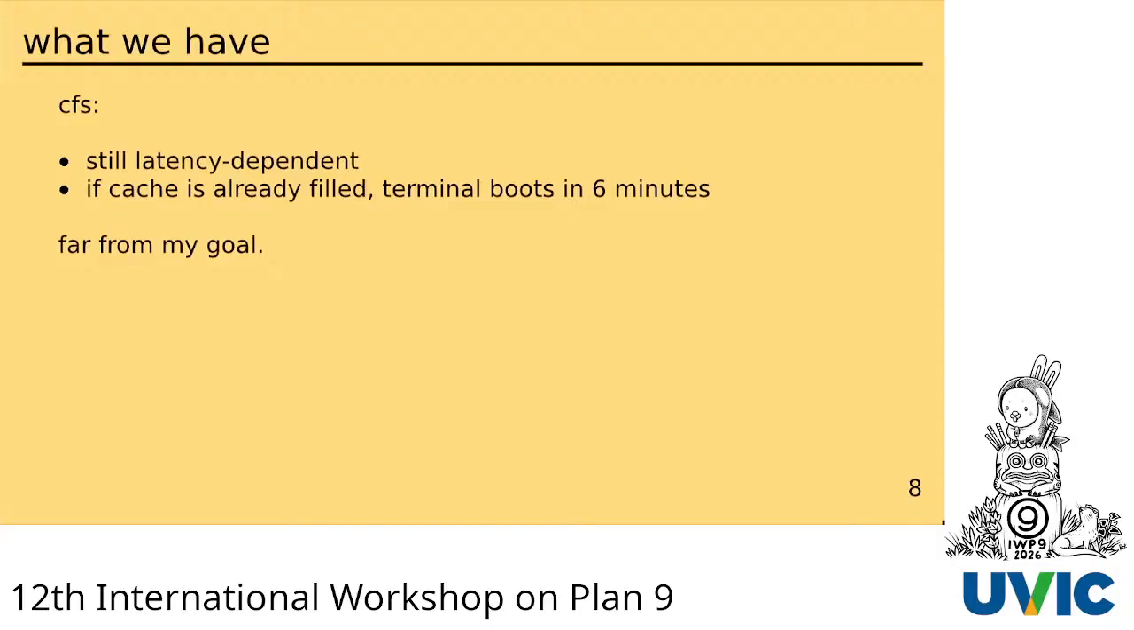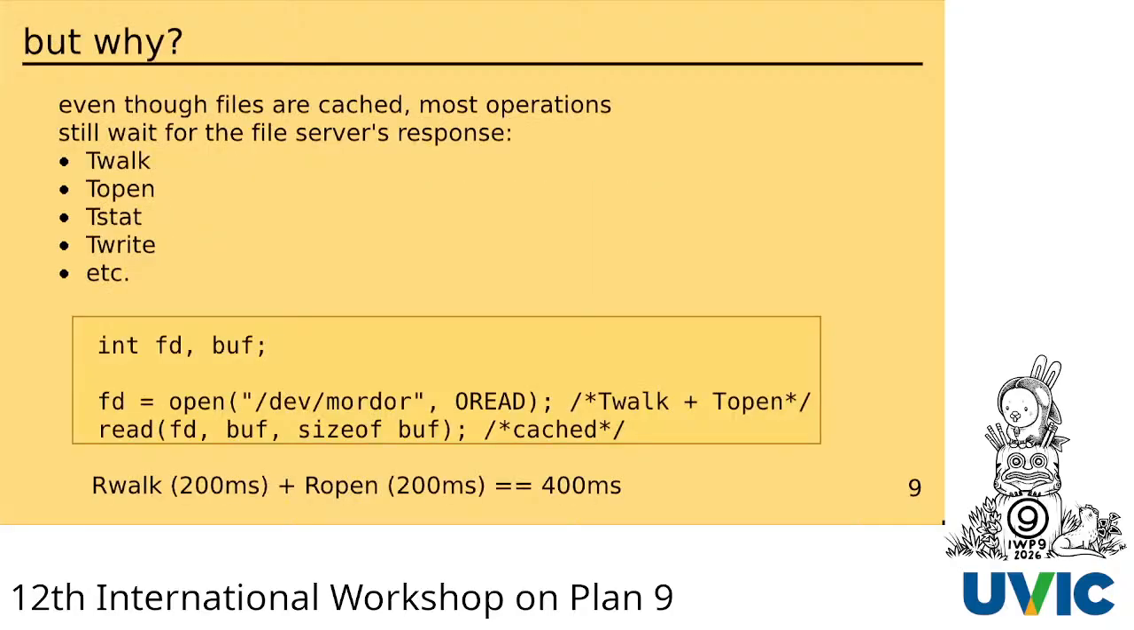Well, yes, they are, but before accessing each file, CFS still relays most operations like twalk, topen, twrite, and tstat to the file server. This means that even if you have the file cached in your disk, CFS still has to receive the rwalk and the ropen from the server. That alone on a 200 millisecond latency link is going to be 400 milliseconds.